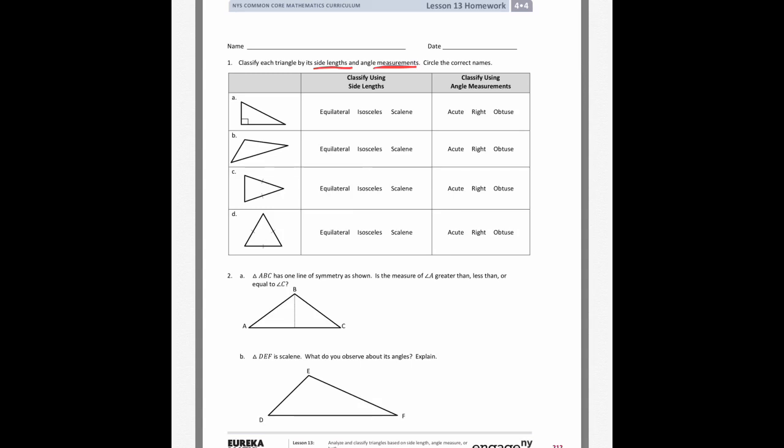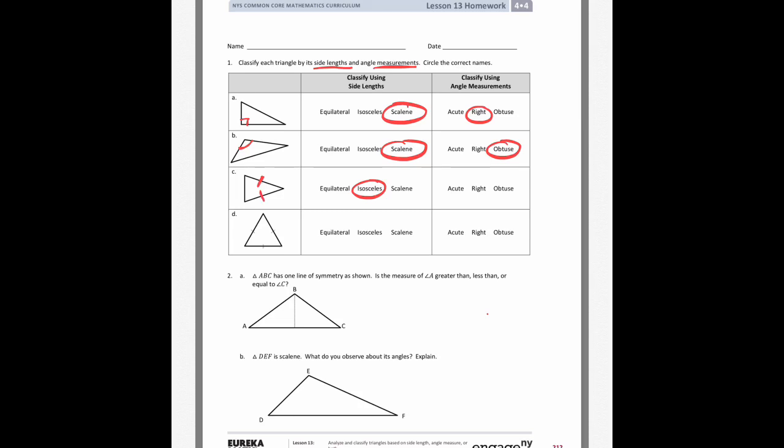On triangle A, it looks like, and we could get a ruler to verify, but none of the sides are equal, so it should be scalene. And it's a right triangle because it has one right angle. Remember, all 3 have to be acute for it to be acute. Only one has to be right for it to be right, and one has to be obtuse. On B, all 3 sides are different, so it's scalene, and it has one obtuse angle.